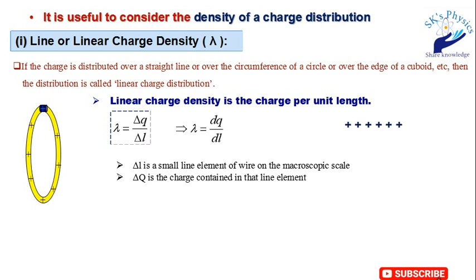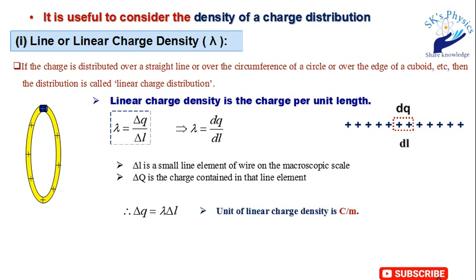Therefore, lambda is equal to dQ by dl, small charge and small length. Therefore, delta Q is equal to lambda delta L. And the unit of linear charge density is coulomb per meter. Unit of charge is coulomb, and length is meter. So total charge on line, Q is equal to line integration lambda dl.